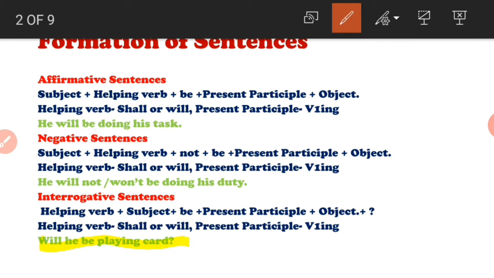Here you can check, will he be playing card? Will he be playing card? In this way you can denote the action verb, because playing is an action verb. Yes, an action verb. That's why we have used this verb in future continuous tense. Yes, you should keep this in your mind.